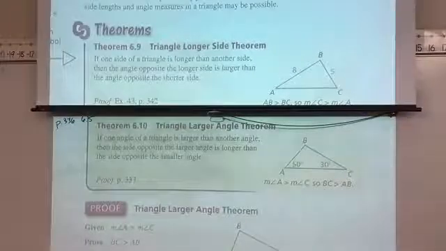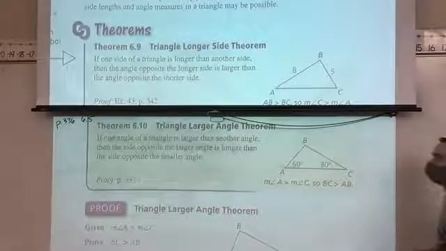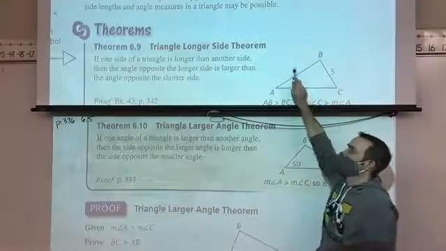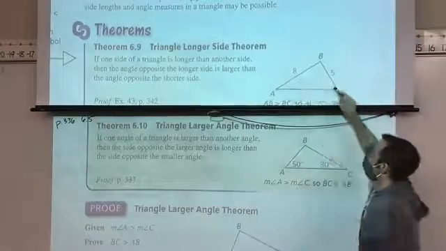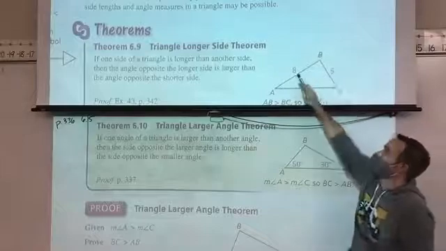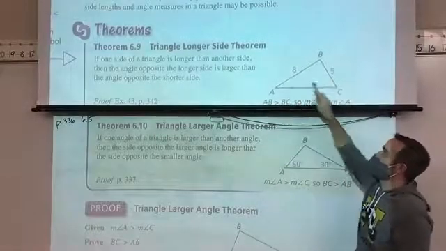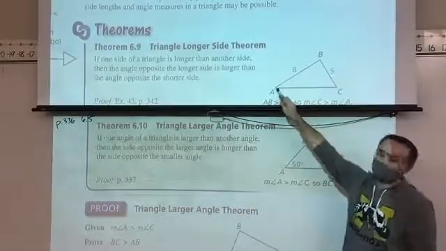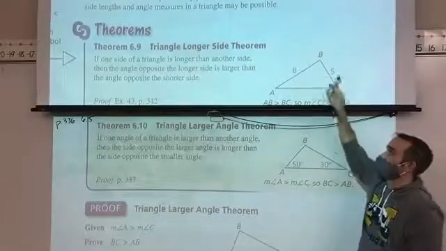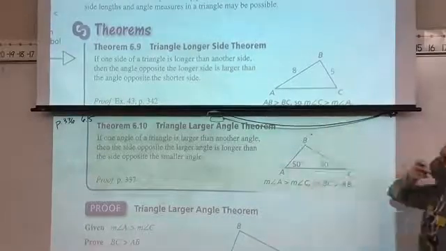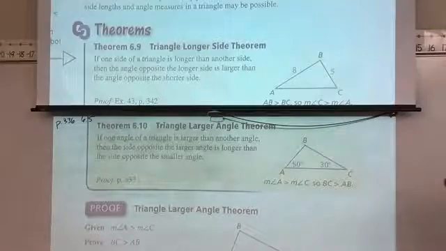Okay, so we've got the triangle longer side theorem. This is telling us that the bigger side is going to be across from the bigger angle. So we've got the 8, we've got the 5. We know C is going to be bigger than A because it's across from the bigger side. Okay, so we've got that.